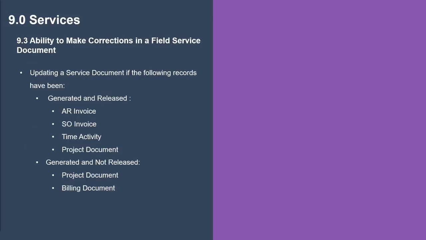A user can now correct data in field service documents such as appointments, service orders, and service contracts, even if billing documents such as sales orders, SO invoices, AR invoices, or AP bills have already been generated from the corresponding field service document and released. Changes have been made to the process for making these corrections. Details on the process of updating a service document based on whether the document has been generated and released or generated and not released are covered in full in the 2021.1.1 release notes.